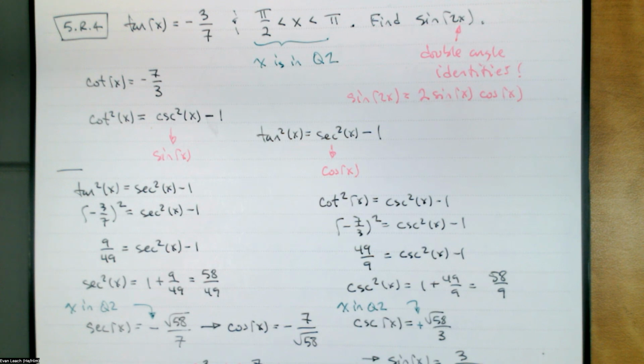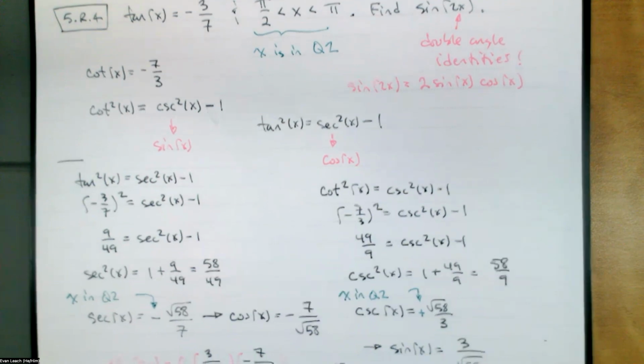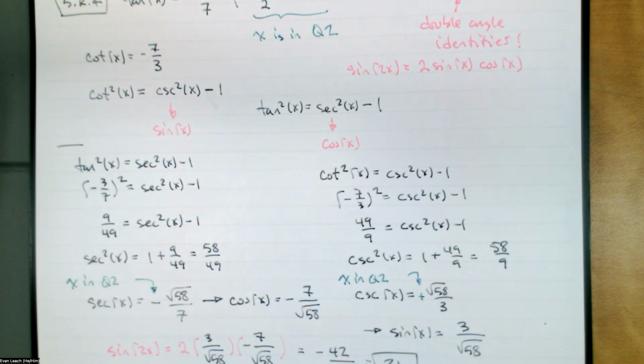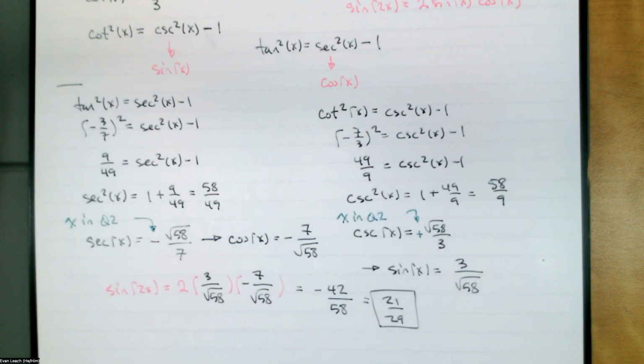Then I can use the Pythagorean identity, cotangent squared is cosecant squared minus 1, and do the same thing to find out the sine of x is 3 over root 58. In this case, I want the positive square root because x is in quadrant 2 and sine is positive in quadrant 2. Once I have those two bits, I can plug them into my double angle identity for sine and get 2 times 3 over root 58 times negative 7 over root 58 for a total of negative 42 over 58 or 21 over 29. No problem. That was a great plan because it worked.